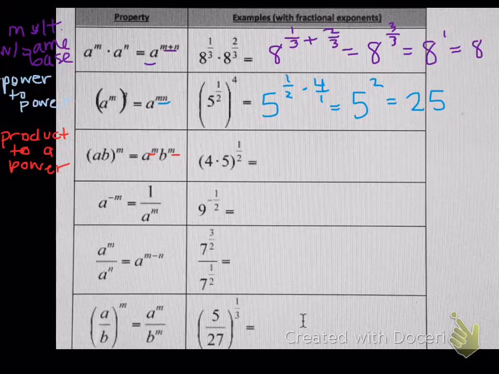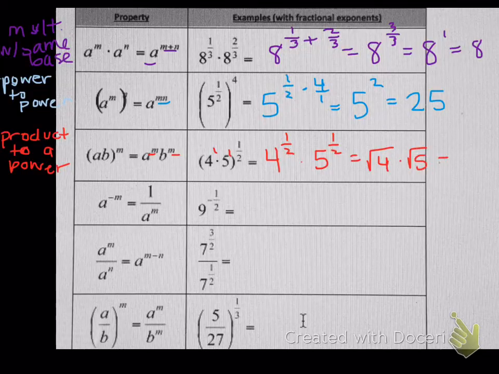So right now, 4 is raised to the 1/2 power, 5 is raised to the 1/2 power. If I applied this rule, I would say that this is 4 to the 1/2 power, and then times 5 to the 1/2 power. And now this is where we want to bring back what we just did on the front page. So this is the square root of 4 times the square root of 5. And I know I can simplify one of them to be 2 root 5.